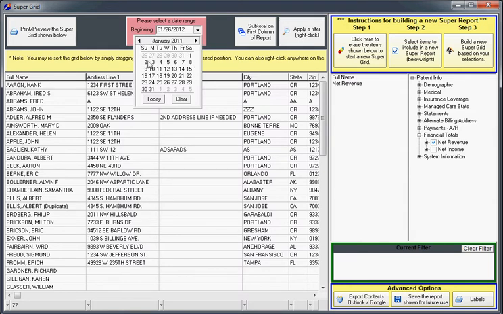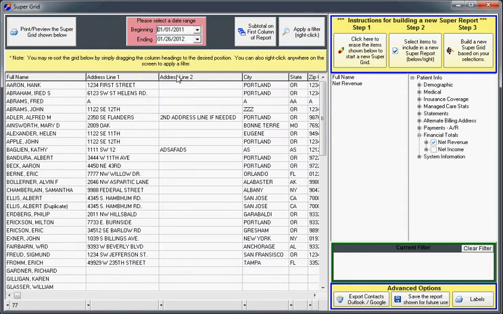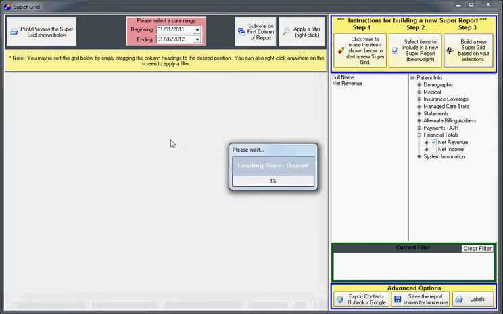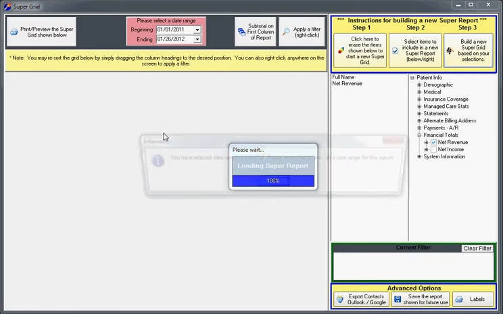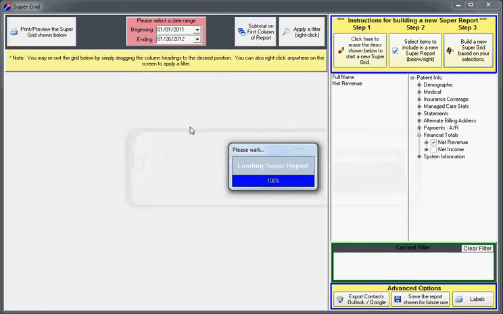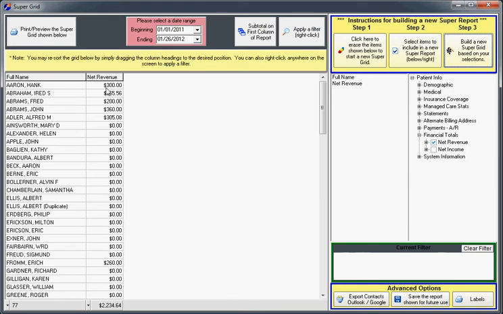Remember, this data that we're working with right now is somewhat limited. And if I build a new report based on net revenue, revenue is what you bill. Again, it's date sensitive. Here's what was billed last year, or $2,200 in this example.